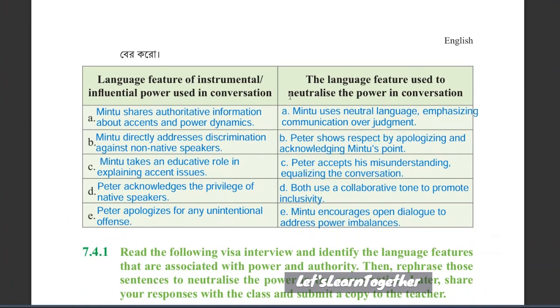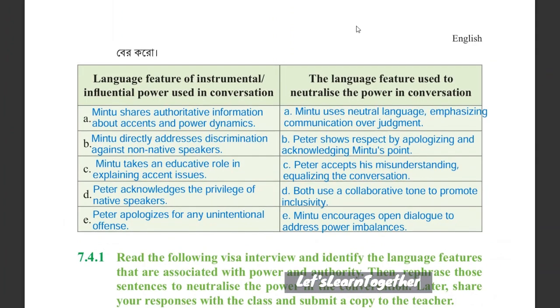That means after Peter told Mintu that sometimes he finds it hard to understand Mintu's accent, Mintu tried to educate Peter about the normalization of diverseness of language, because it is very normal for people coming from different lands to have accents in other languages, right? So he shared information about accents and power dynamics.